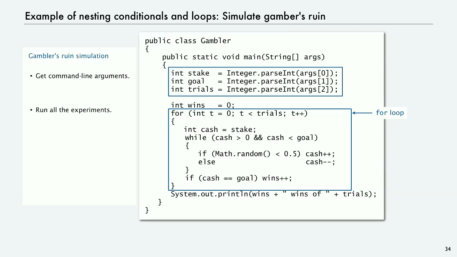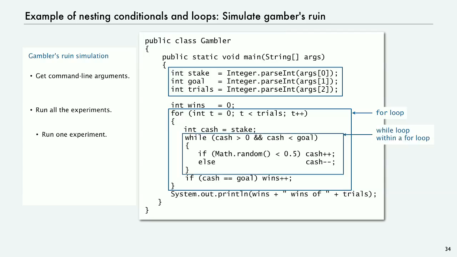This for loop has a variable t, and all t's doing is keeping track of the number of trials that we do. So say we run 1,000 trials, t will go from 0 to 1,000 and then run the code inside 1,000 times. That's our experiment. We have a variable wins that we keep track of the number of times the gambler wins, and then what we're going to print out is the number of wins out of how many trials, and then we can use that to figure out our percentage chance of winning. So that's a for loop.